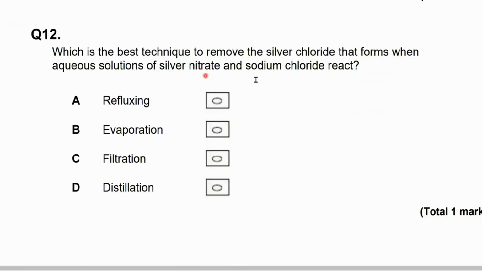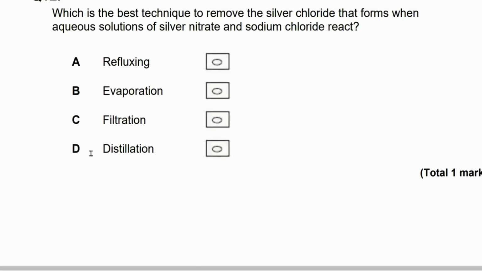Okay, question 12. Which is the best technique to remove silver chloride that forms when aqueous solutions of silver nitrate and sodium chloride react? So what you're going to get here is sodium nitrate as a side product, and you're going to get silver chloride. So you can use filtration, because the sodium nitrate is soluble, will go through the filter paper, and the silver chloride is a solid white precipitate, and so will not go through the filter paper. So this is the best method for separating them.